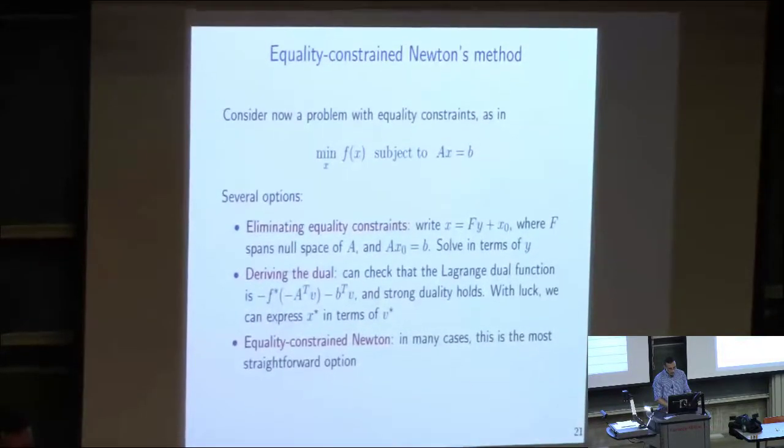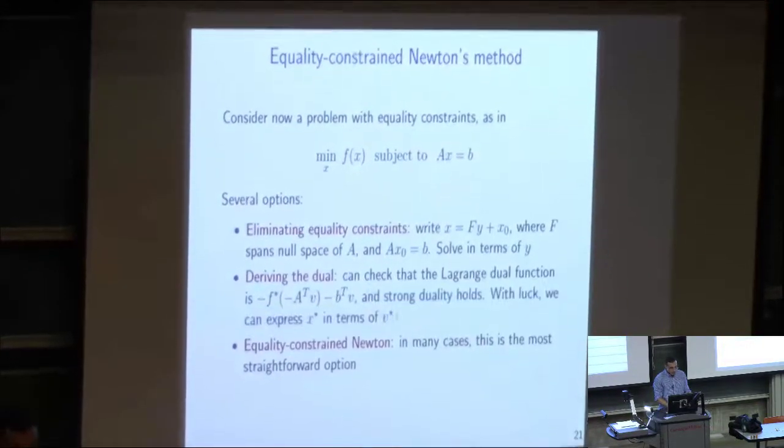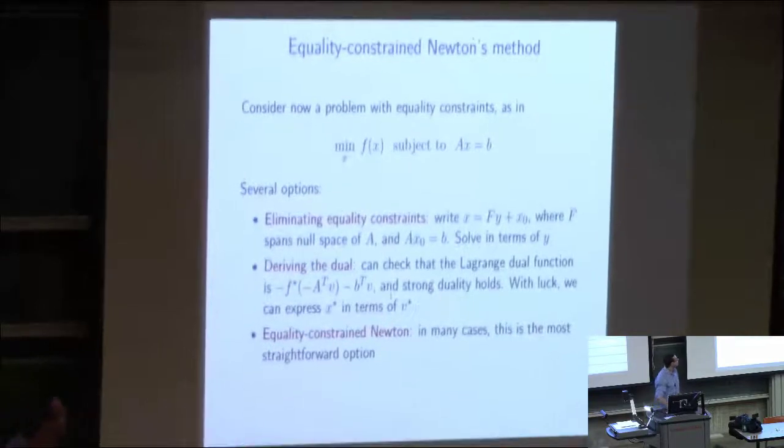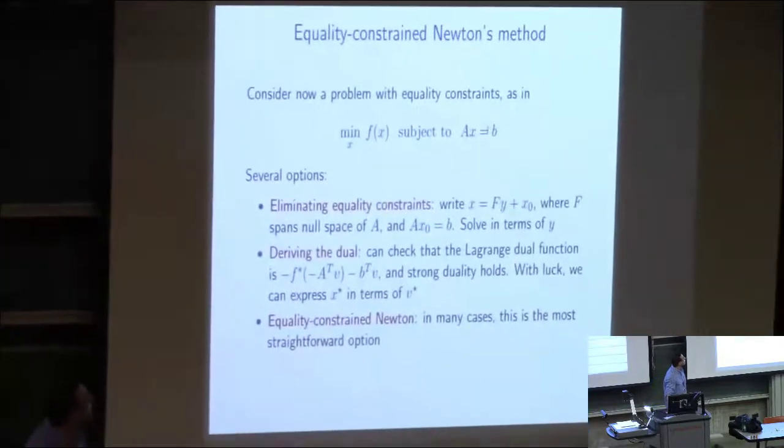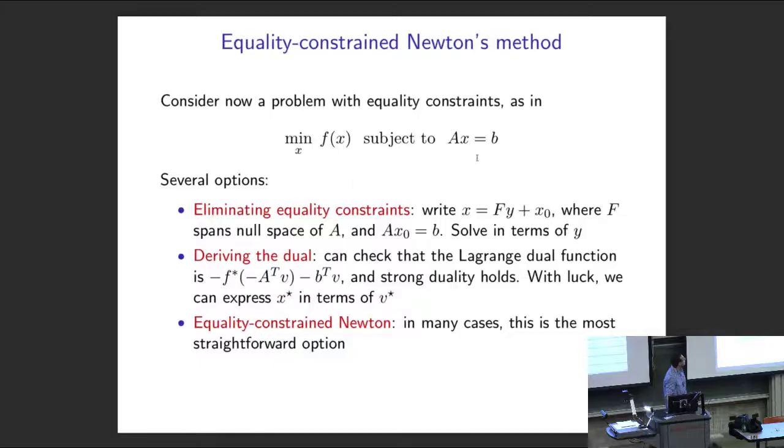Okay, how about another thing to do would be to derive the dual. So you can check that the Lagrange dual function associated with this problem is this guy. This actually follows just from calculations with conjugates like we did a couple lectures ago. It's the negative conjugate of f evaluated at minus A transpose v, minus b transpose v.